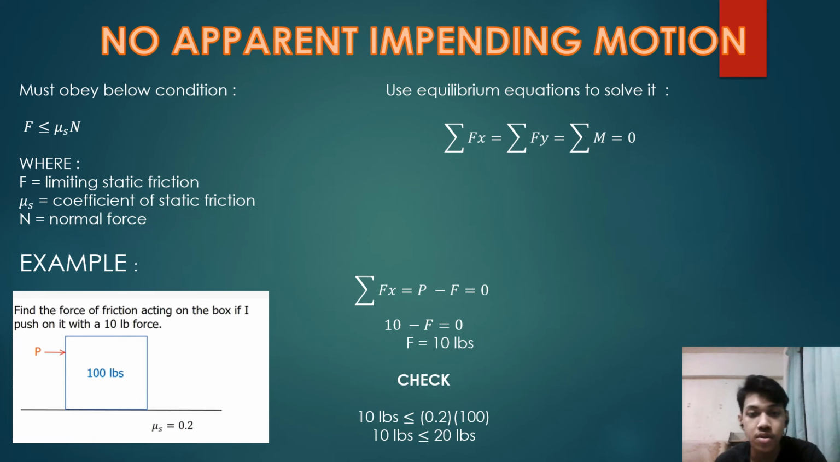Then we get the force equal to 10 pounds. Then we substitute it back into this formula to check whether it is correct or not. Then 10 pounds must be less than or equal to 0.2 times 500. So basically we got it correct because 10 pounds is less than 20 pounds. So that's all for case 1.